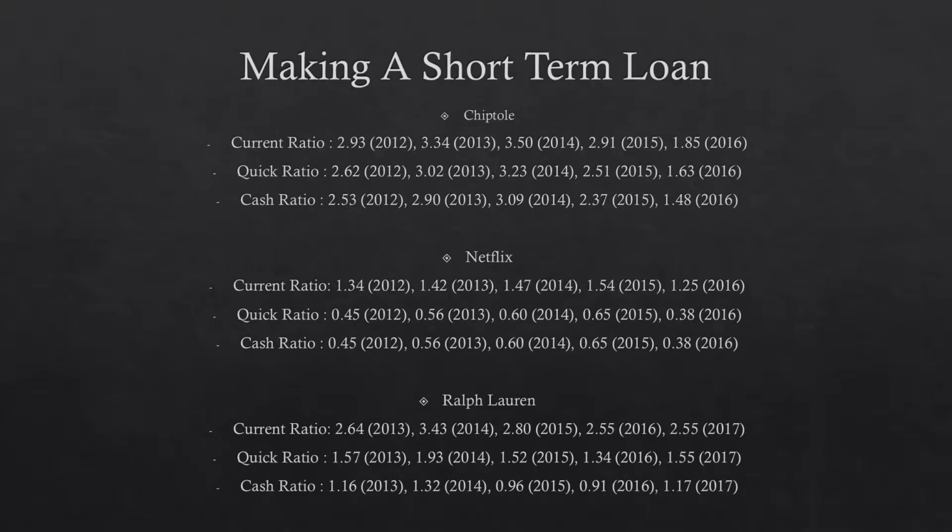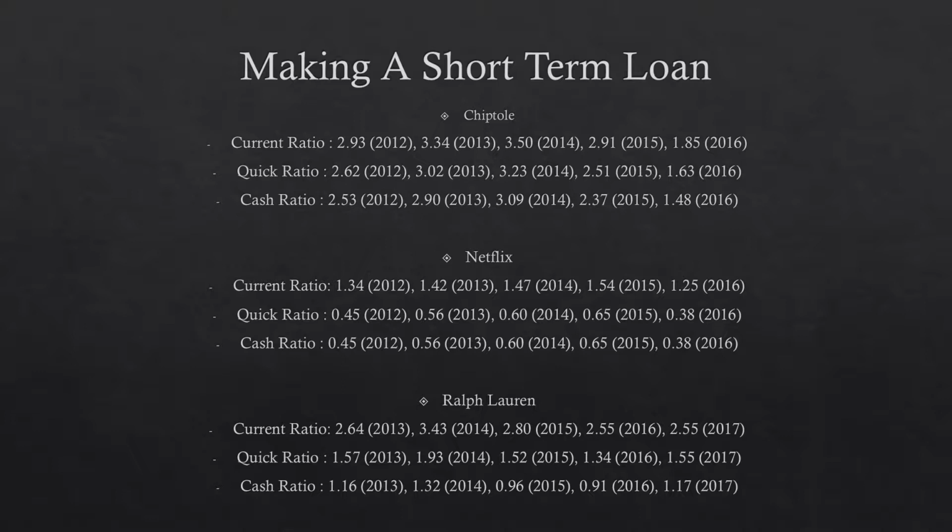Making a short-term loan. Now there's three criteria that we're going to have to consider when deciding who to give a short-term loan to. Those three would be current ratio, quick ratio, and cash ratio. Current ratio is mainly used just to give an idea of the company's ability to pay back its liabilities, debt, and accounts payable with its assets, cash, inventory, accounts receivable. The higher the current ratio, the more capable the company is of paying its obligations, and that is what we're definitely looking for.